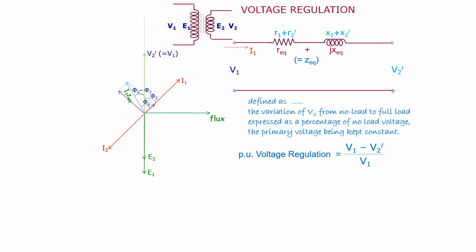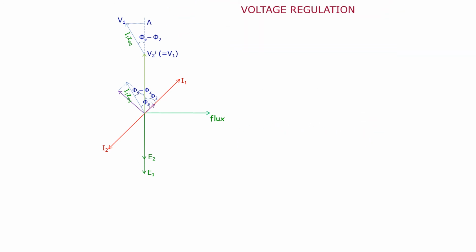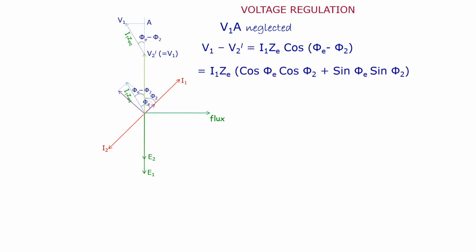This I1 Z equivalent will now be added to V2 dash. This angle is phi E minus phi 2. Draw a horizontal from V1 and call it V1A. V1A is neglected. Now V1 minus V2 dash will become I1 ZE cos of phi E minus phi 2. Expanding this, you get cos phi E cos phi 2 plus sin phi E sin phi 2.